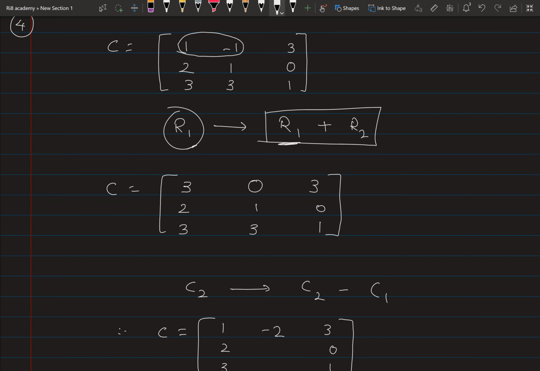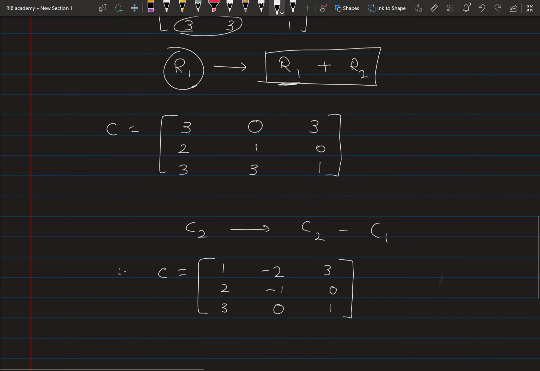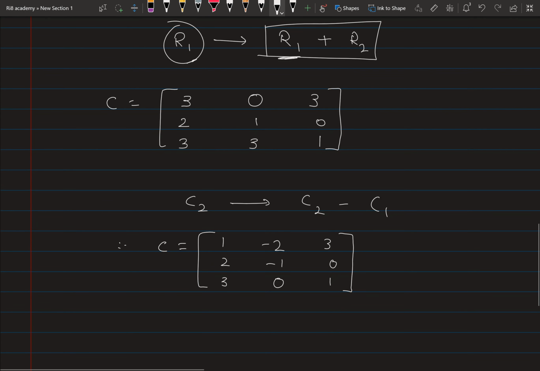Okay, now another element, that is for here. C2 minus C1 is 1 minus 2. So 1 minus 2 is how much? -1. So the answer is -1. Then the next operation over here is 3 minus 3. So 3 minus 3 is going to be 0. So this is the operation of C2 minus C1. You got the point?